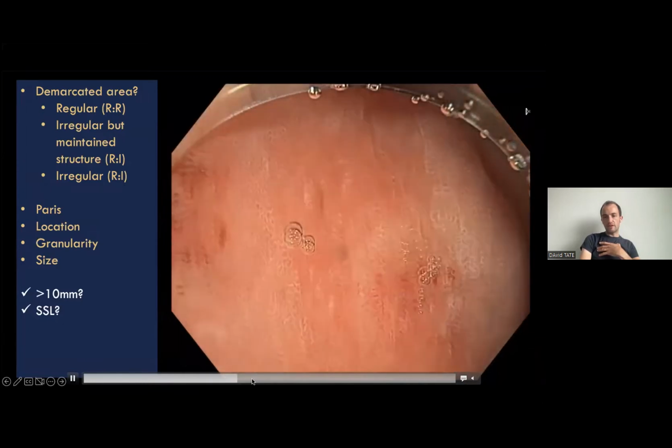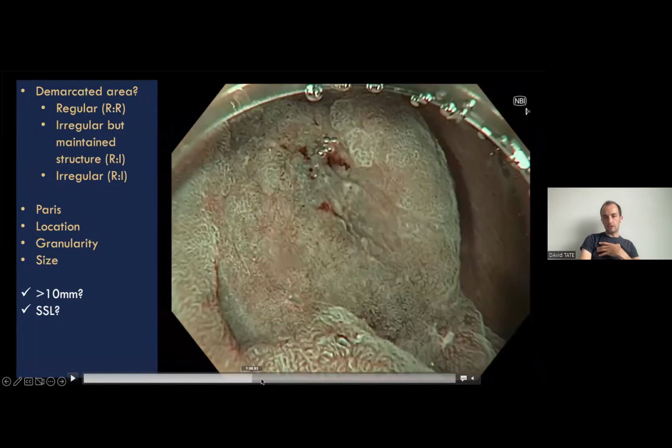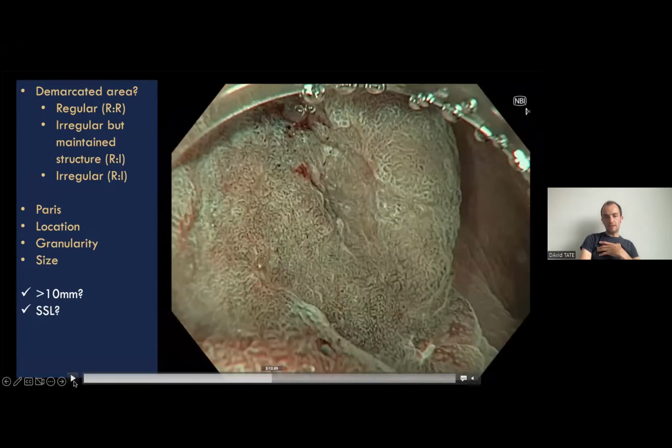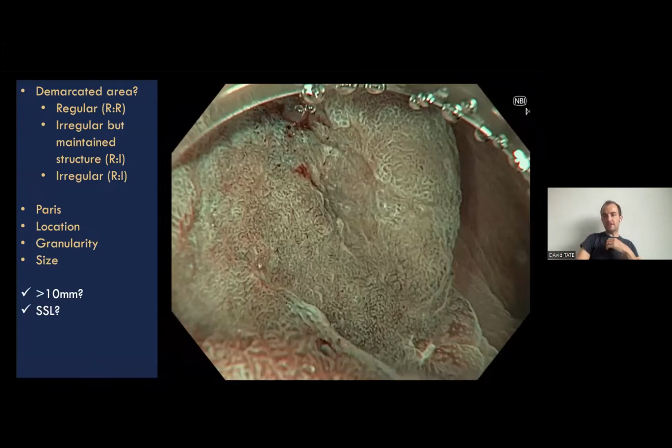And so to get an idea of the structure, it's better to use virtual chromoendoscopy because you can see the blood vessel pattern. And here we see it, right? So here we clearly see the pattern. And if you can take a still image of this sort of area, then you can get a very good idea about whether or not that is deeply invasive or not.